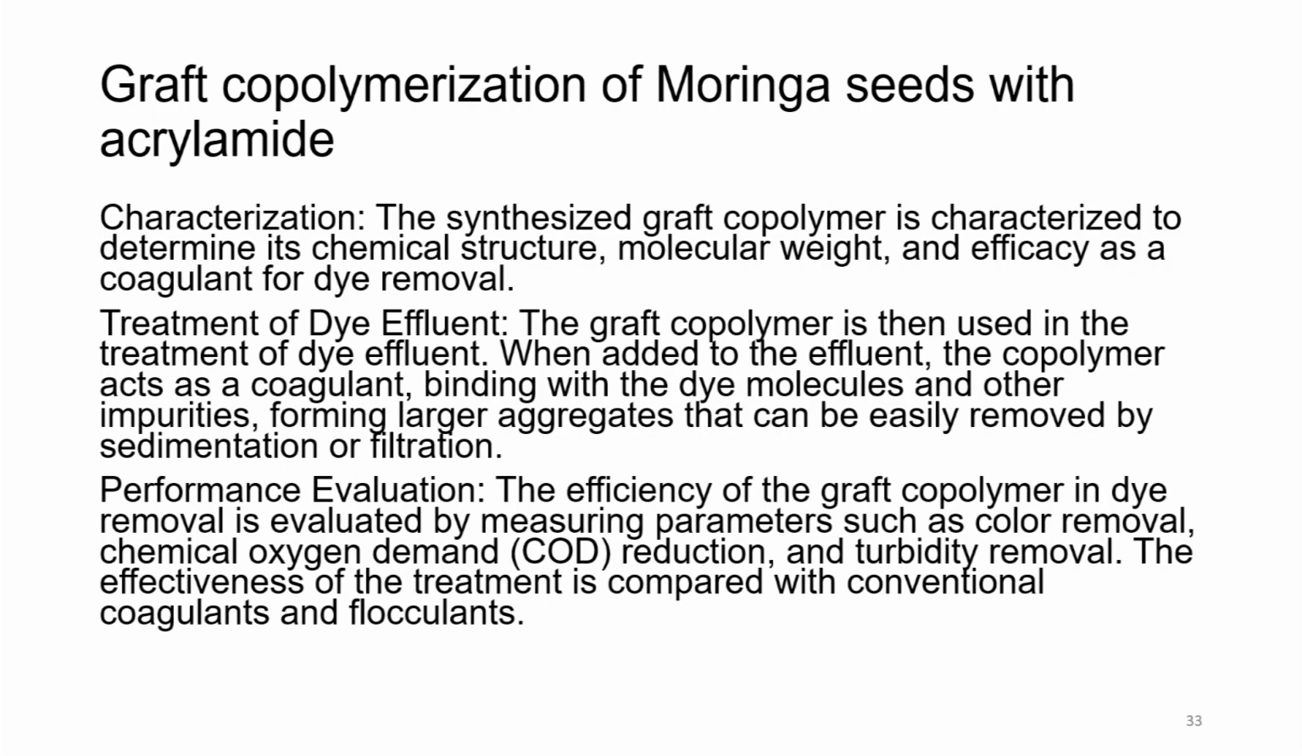This was characterized to check whether such a graft polymer was formed or not. So, the synthesized graft copolymer was characterized to determine the chemical structure, molecular weight, and efficacy as a coagulant for dye removal. Treatment of dye effluent. The graft copolymer is then used in the treatment of dye effluent. When added to the effluent, the copolymer acts as a coagulant, binding with the dye molecules and other impurities, forming larger aggregates that can be easily removed by sedimentation or filtration.